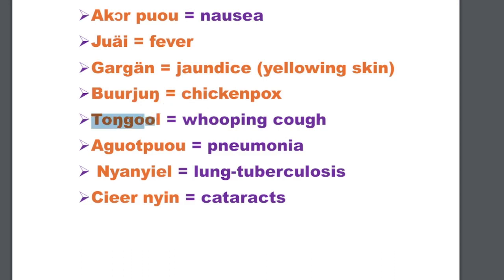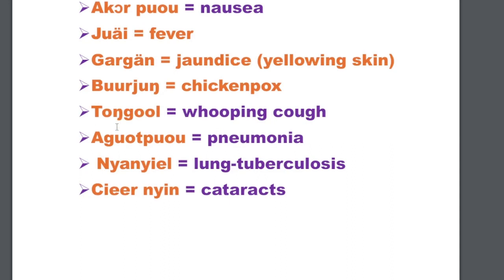Tongol, tongol mean whooping cough, whooping cough. So it's called tongol in Dinka language.